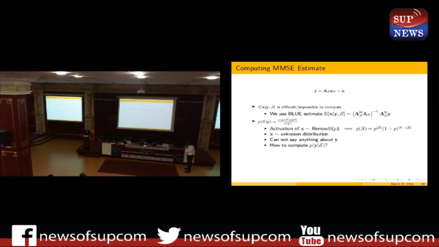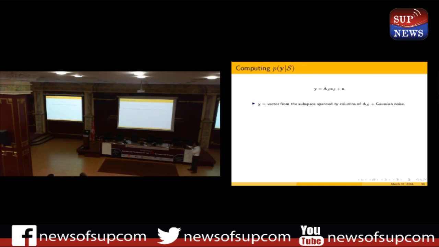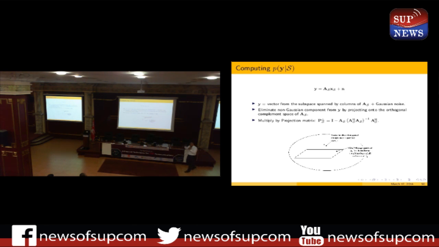So how do we do it? This is how we do it. We know the support, right? We're conditioning on the support. So given the support, Y is equal to A sub S, X sub S plus noise. What we're going to do is project this Y on the orthogonal complement of A_S. So this is A_S here, Y is a vector here. I'm going to project Y on the orthogonal complement of the space spanned by A_S, meaning I'm going to multiply Y by this matrix.